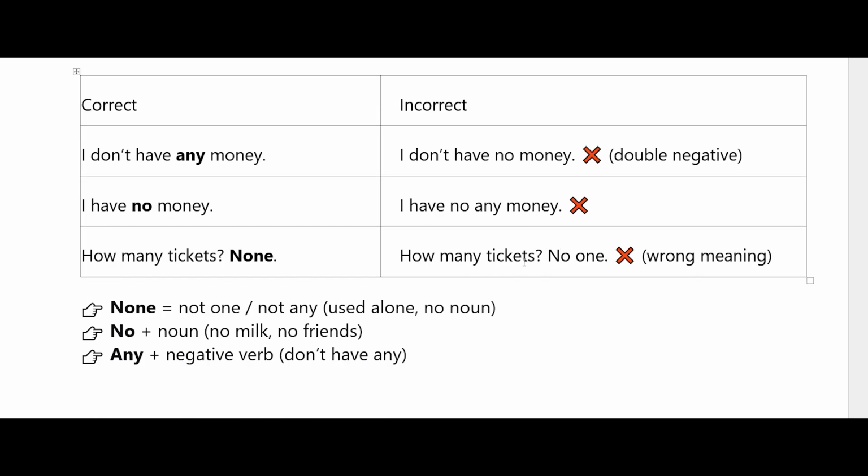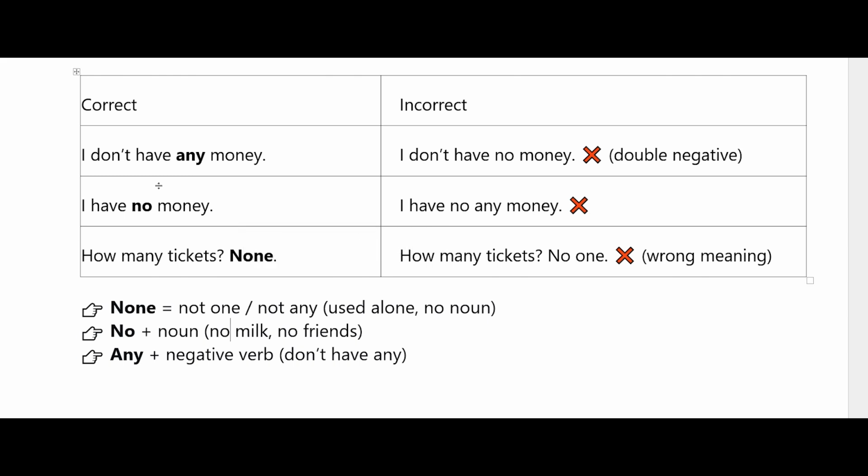None. How many tickets? No one. No, don't use this word here. So you use none, meaning not one, not any, used alone, no noun. Just one word without any extra words.